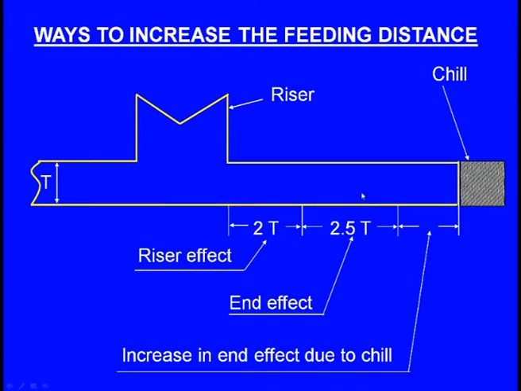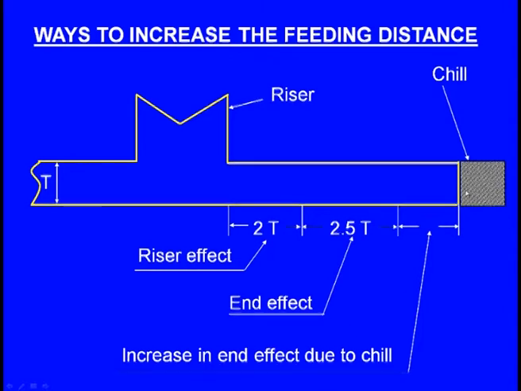Now, we have just seen that when the feeding length is greater than the feeding distance, a center line shrinkage defect will arise. At any cost, we have to increase or improve the feeding distance. How to improve? We can place a chill here. For example, this is the casting and this is the riser, and here there is 2T, that is the riser effect, and right here there will be 2.5T, that is the end effect, and we can increase the end effect by placing a chill here.